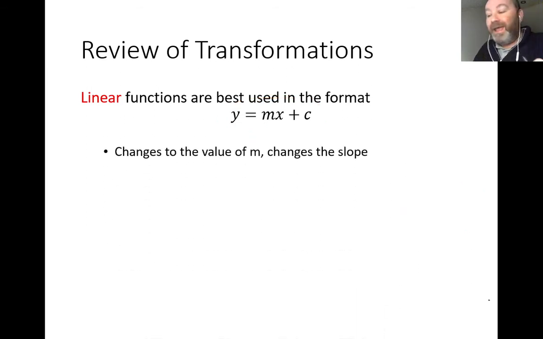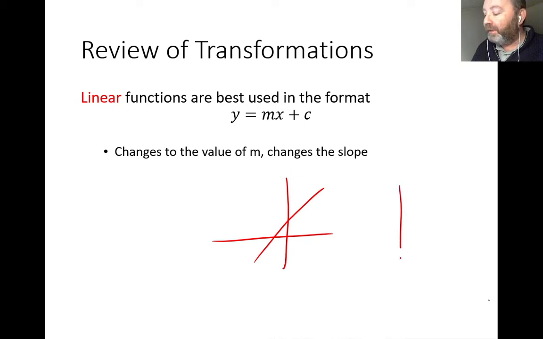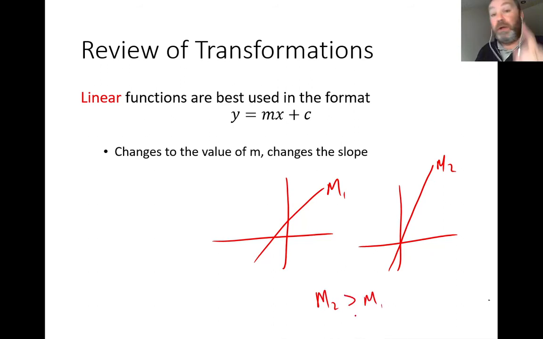Changes to the value of m will change the slope. So therefore, the higher the value of m, the greater the slope. And what I mean by that is that if you have a line that runs this way, say your line runs like this, and then you've got a second line that runs like this. Now here's what I know. If that's the slope of the first line and that's the slope of the second line, I can tell that the second slope is larger than the first slope for the very simple reason that the line is closer to the y-axis. And because it's closer to the y-axis, its slope is steeper.